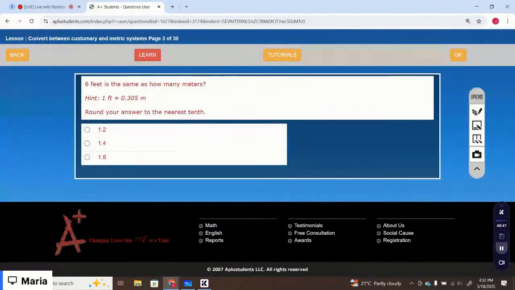6 feet is the same as how many meters? So you have to do 6 times 0.305. That is 1.8. The last one is the correct option.